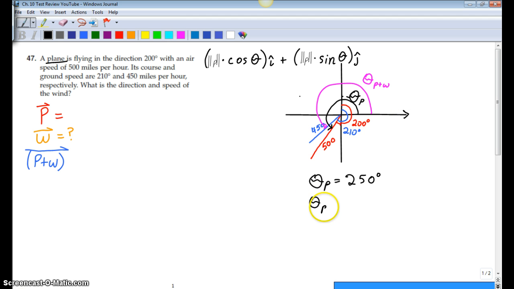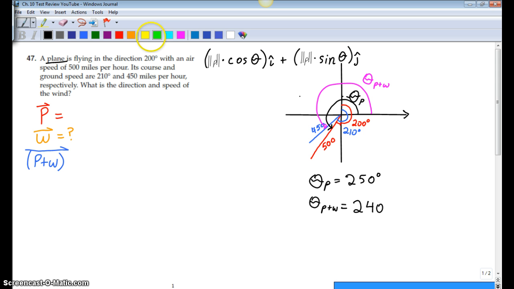While we're at it then, we'll do theta of P plus W. And actually that's really close to theta of P. We're going to go all the way around again, from 0 to 270. We're going to come back the 20 degrees to P, but then there was actually another 10 degrees here, so it's 270 minus 30, or 240.